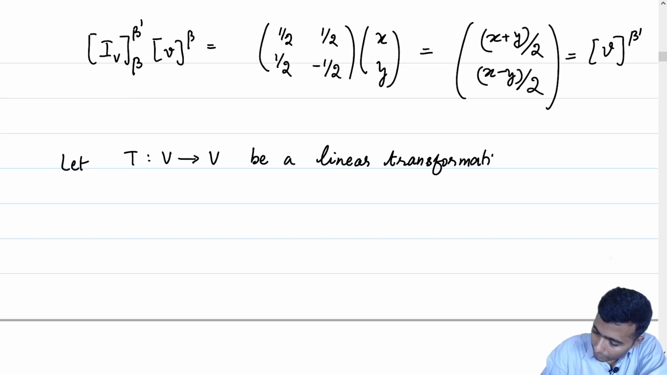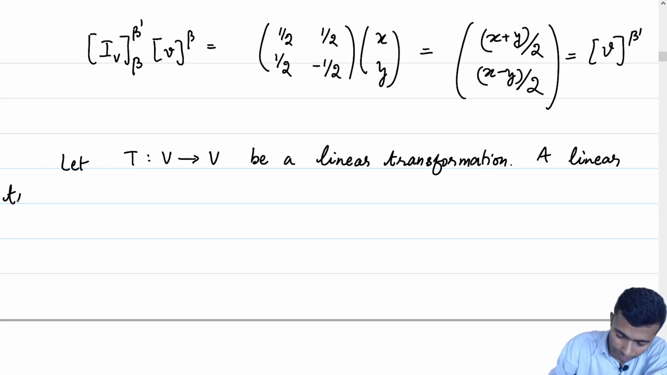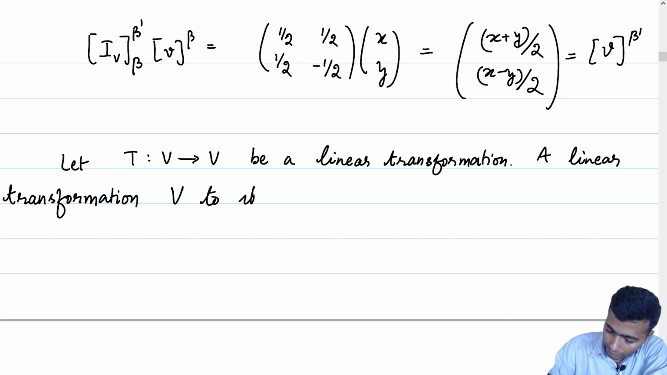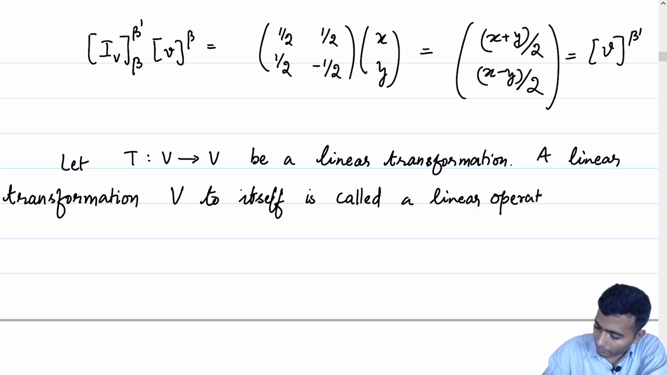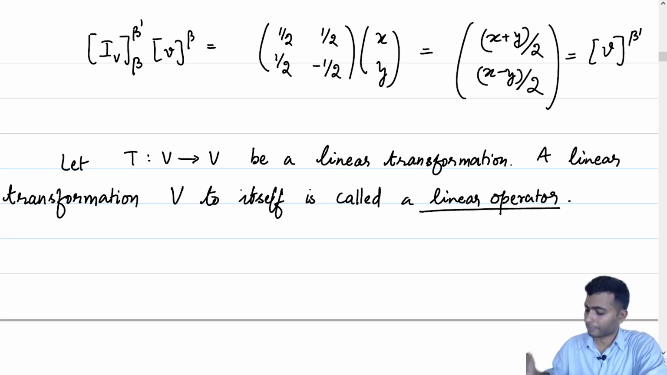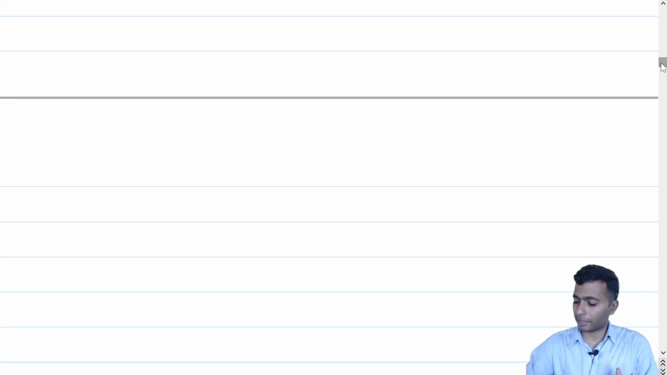A linear transformation from V2 to itself is called a linear operator. So let's look at how the matrix of a linear operator changes when we change the ordered basis with respect to which we are looking at the matrix.